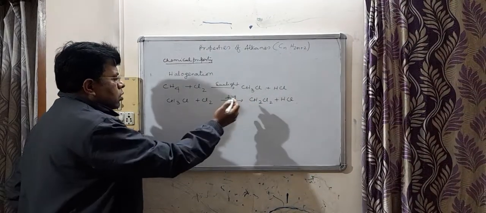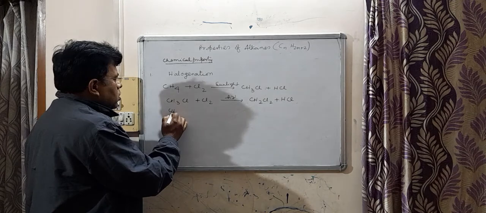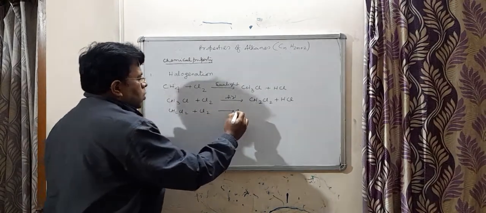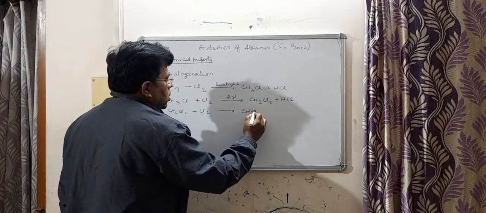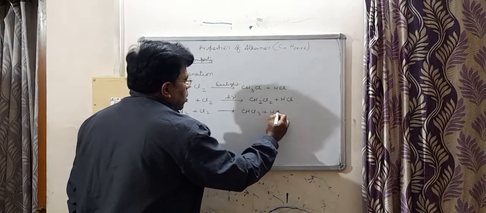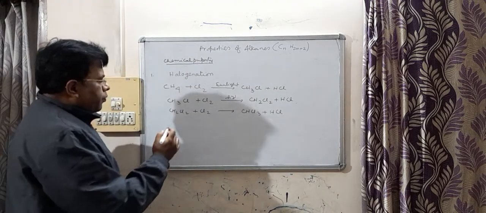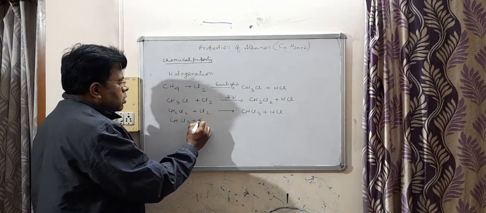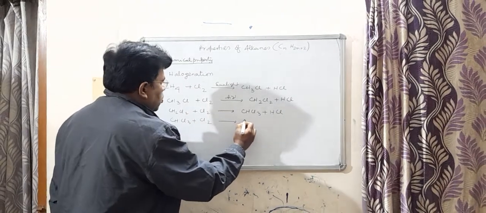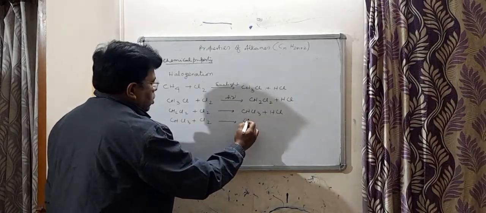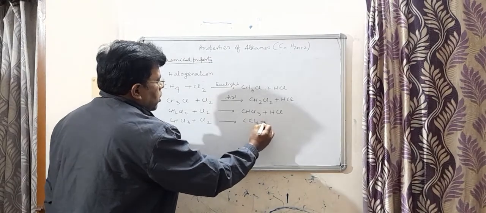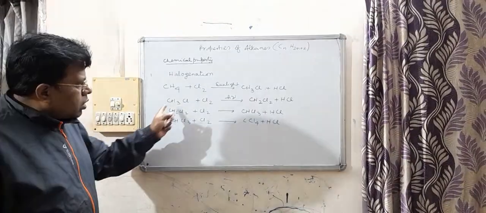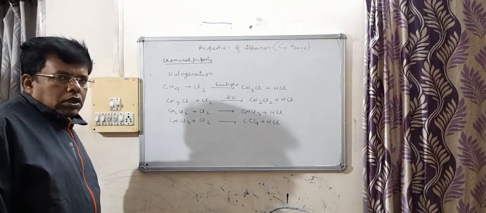Then the other reactions that will follow are: CH2Cl2 plus Cl2 will be CHCl3 plus HCl. Then CHCl3 plus Cl2 will be CCl4 plus HCl. So these are all halogenation reactions.